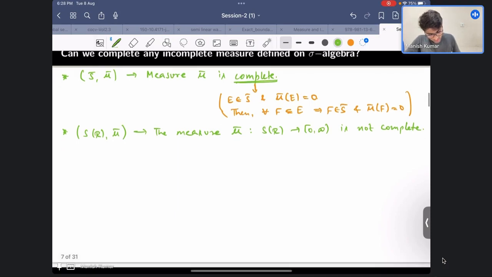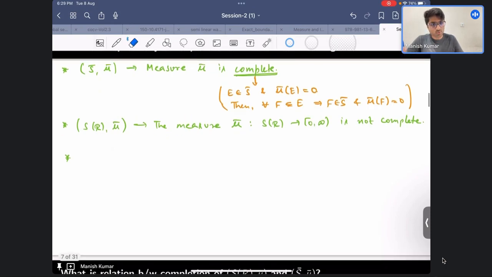Okay, so now this raises a question. Suppose you have been given a measure with some sigma algebra, or let's say sigma ring. Can you complete it? Is it possible to complete it? This is the question. Suppose you have this pair S, mu, where S is a sigma ring and mu is a measure. This is given to you, let's say.